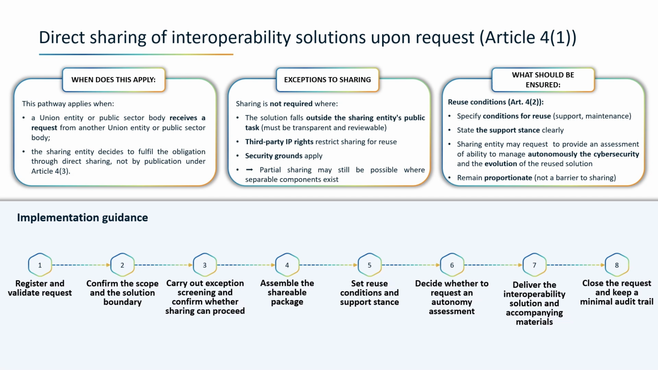And also, the reusing entity must, upon request, provide an autonomy assessment, covering, for example, its ability to manage the cybersecurity and the evolution of the solution independently. Such assessment must remain proportionate, so it cannot become a barrier to sharing. For this pathway, there are 8 main implementation steps, starting with register and validate, then confirm scope, screen exceptions, assemble the package, set reuse conditions, decide on autonomy assessment, and finally deliver and close the request and keep a minimal audit trail.